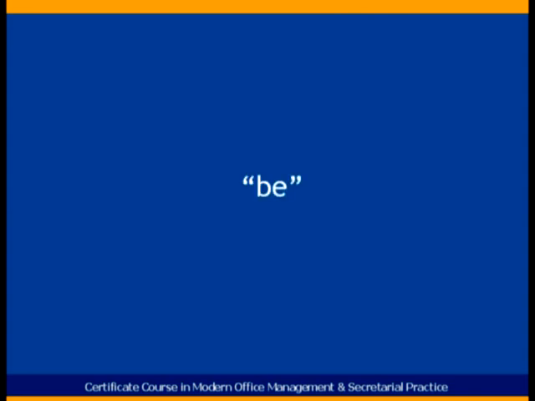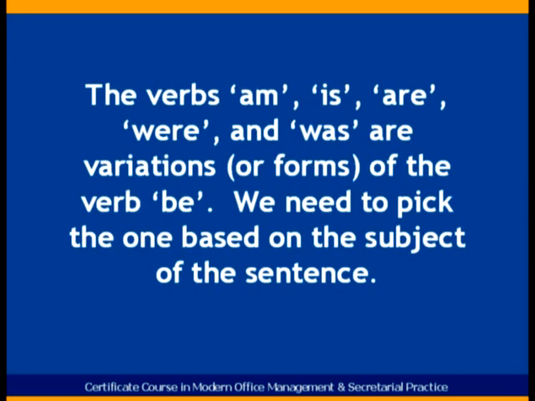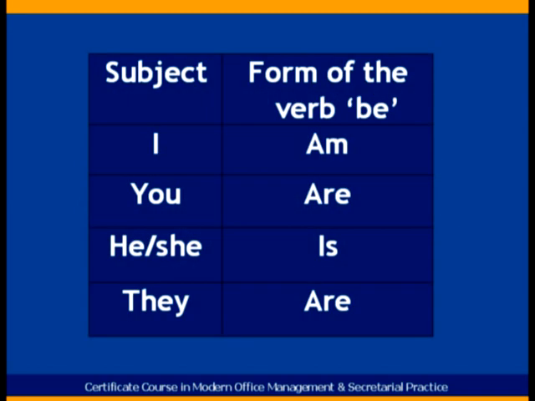Let's talk about the verb be. The verbs am, is, are, were, and was are variations or forms of the verb be. We need to pick the one based on the subject of the sentence. Take a look at this chart.